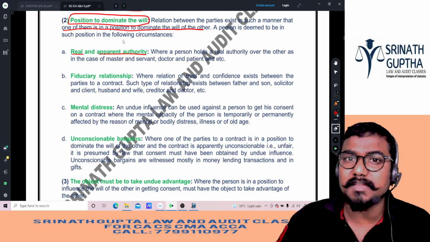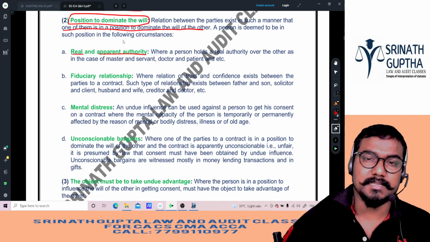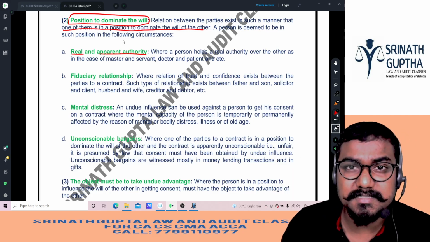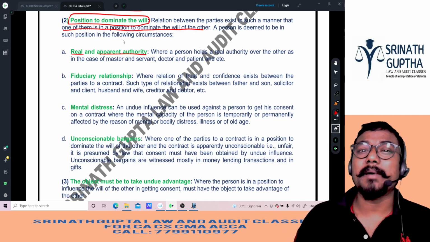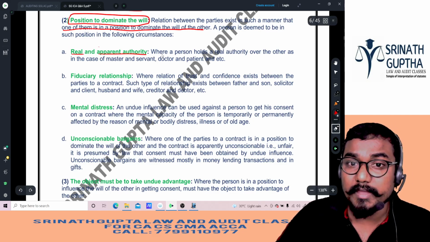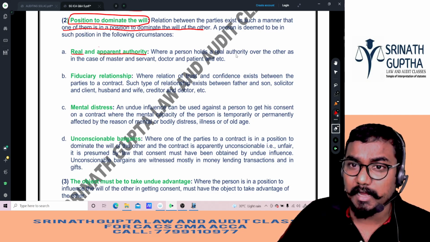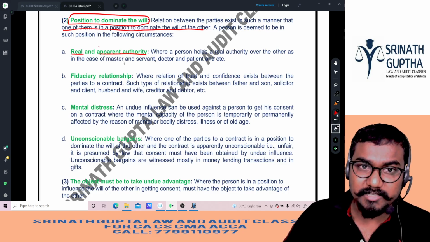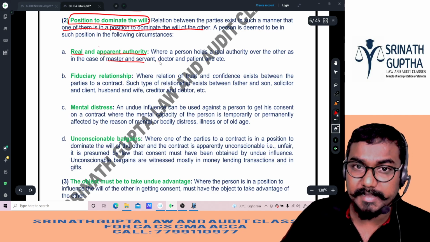And the followers of that party are generally weaker parties. Just by seeing his language, body language, I can say that this guy is dominant, this guy is weaker. That is apparent authority. Apparent means by appearance, just by seeing, where the person holds a real authority over the other, as in the case of master and servant, doctor and patient examples.